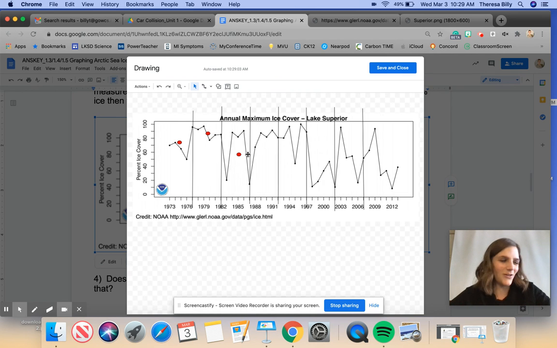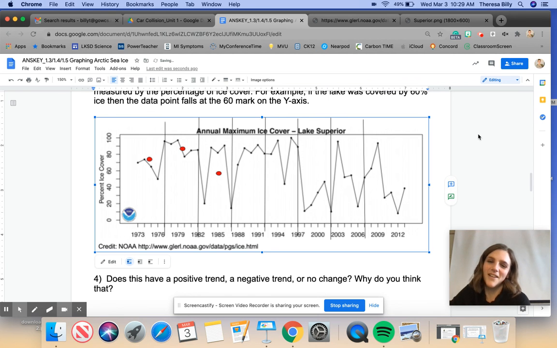Anyways, you get the point of how to do a trend line. You're responsible for the rest of this. Rewind, rewatch, whatever you need to do. And then we'll check back together in a little bit.